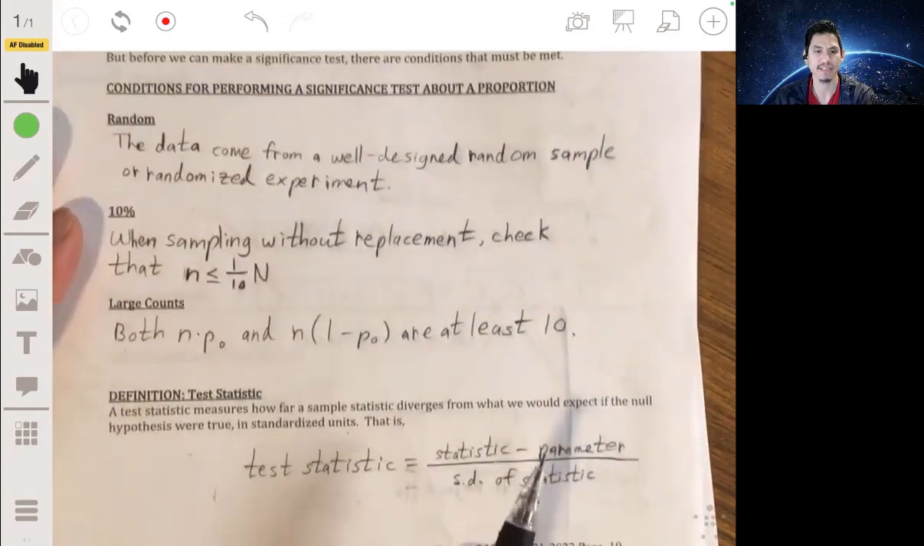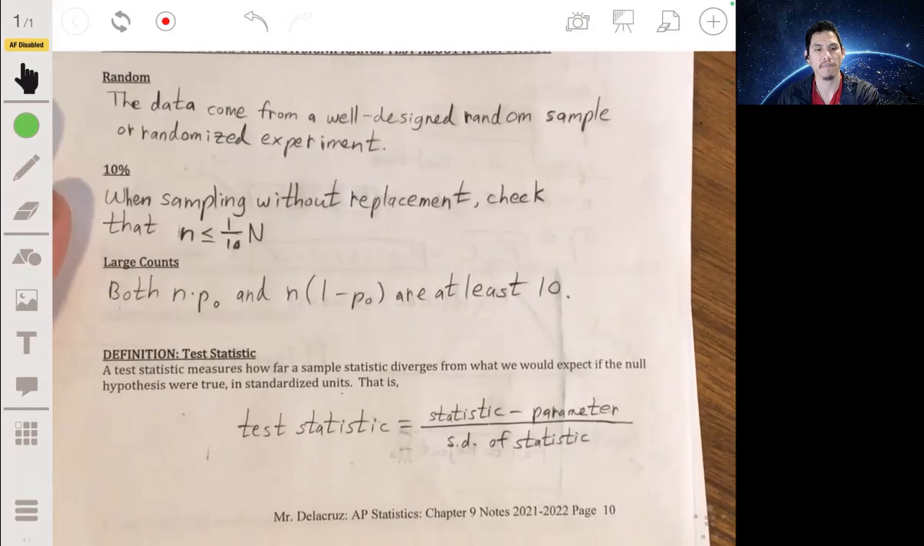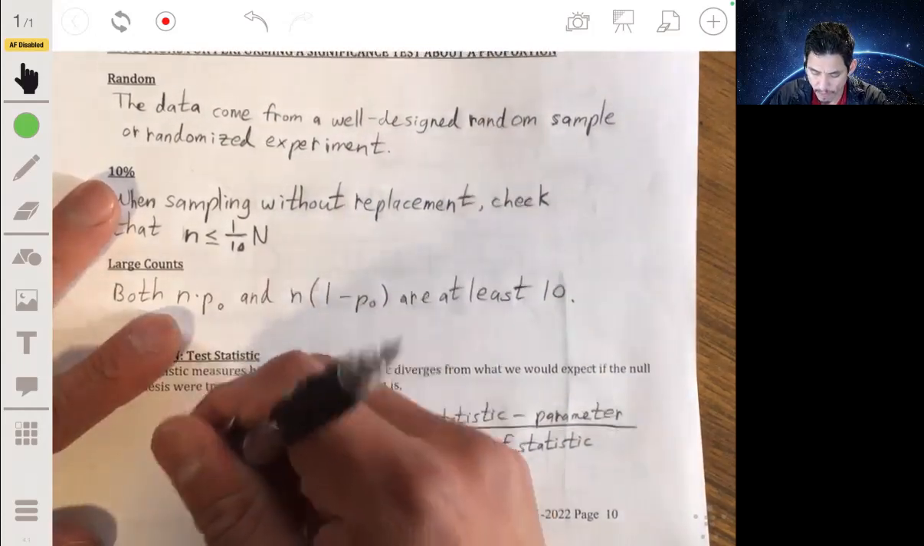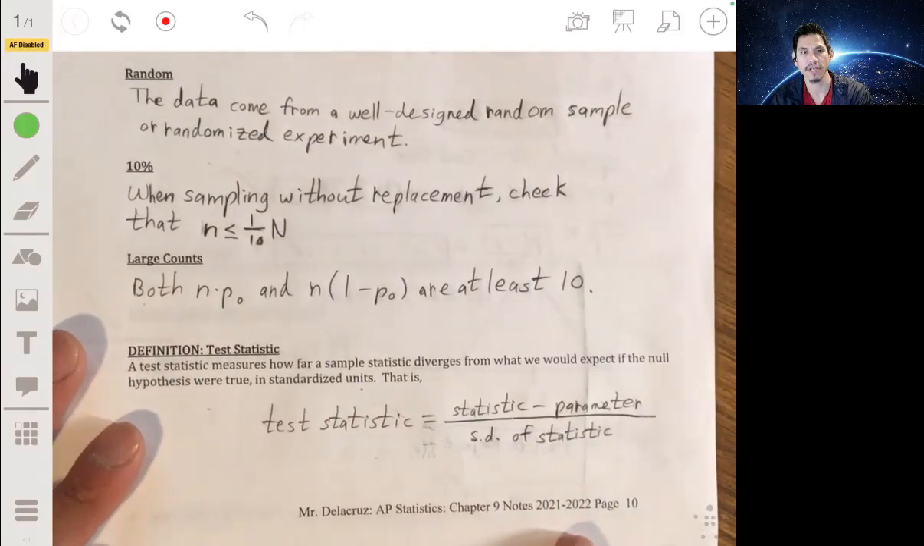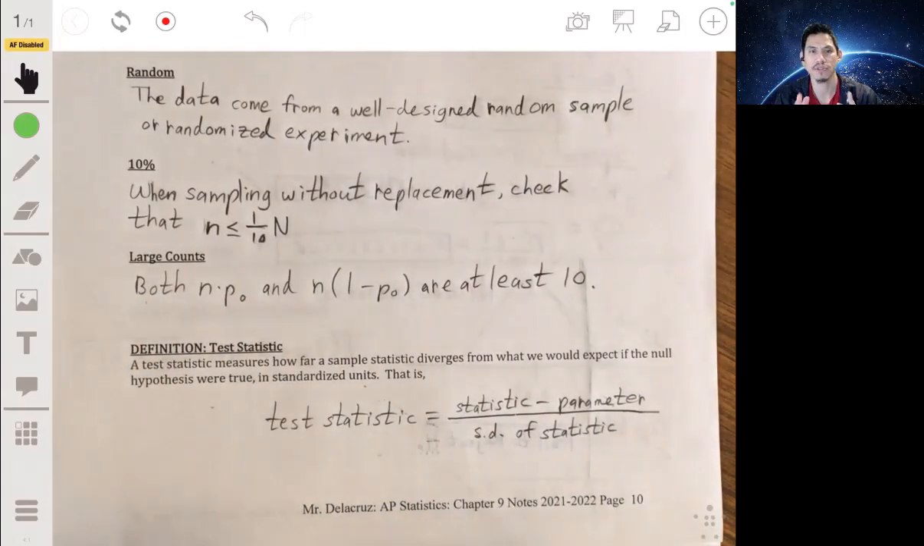Now, the test statistic is basically the value that our data results in in relation to the true proportion in this case. So it basically tells us how far the sample data is from the true mean. Well, not true mean, I guess, but true proportion, or the true average proportion, depending on what we're dealing with. We're going to get to mean later.